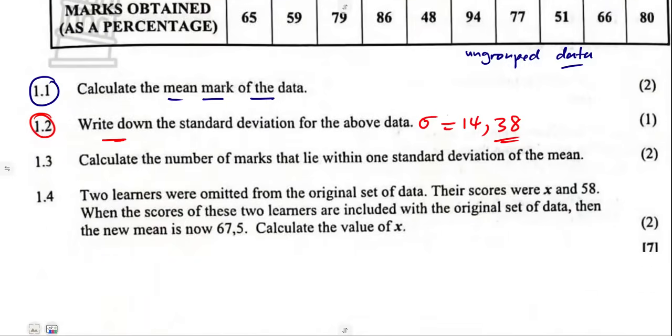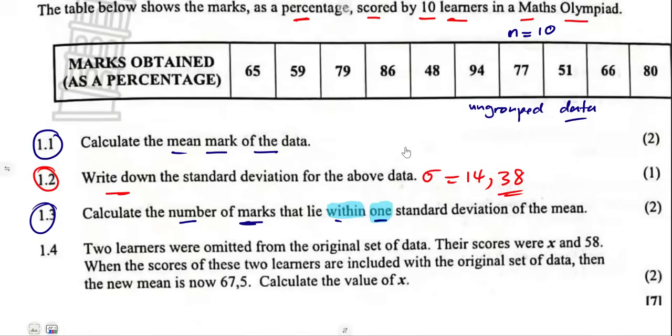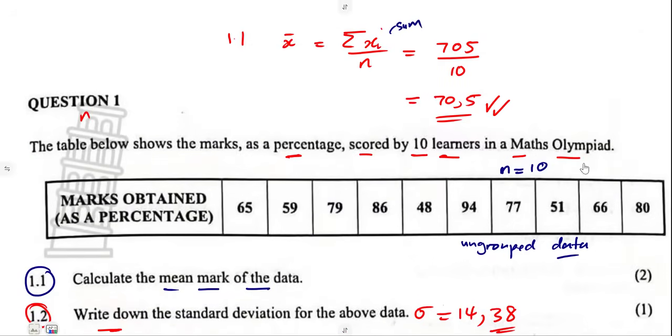Then on another part, we are given 1.3. Calculate the number of marks. How many marks do we have there? That lie within one standard deviation. All right? They do lie within one standard deviation. All right, so remember this one is also direct, guys.